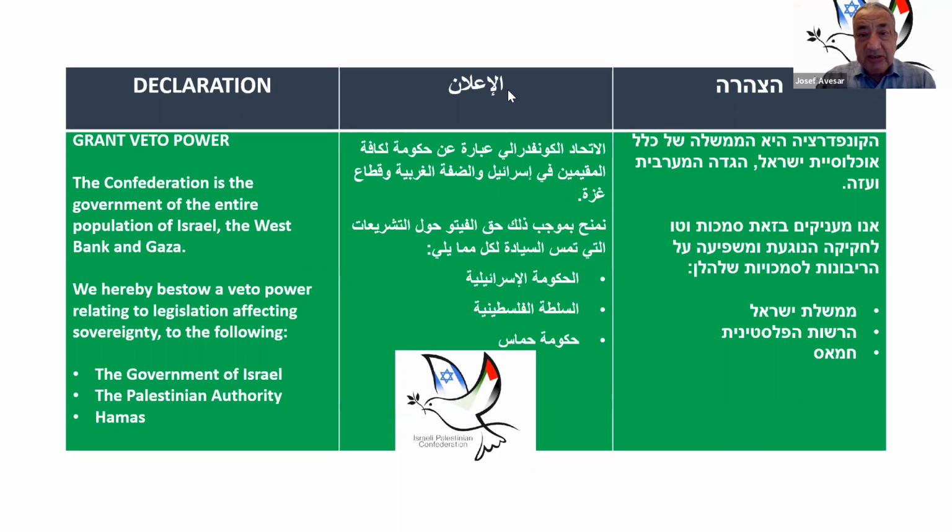Okay, let's end the polling. Publish the result. 92% of the Palestinian parliament members agreed to give a veto power to the government of Israel, the Palestinian Authority, and Hamas. Let's go to the Israeli parliament members. Please vote on the same issue. Do you support the declaration or intend to grant the veto power?